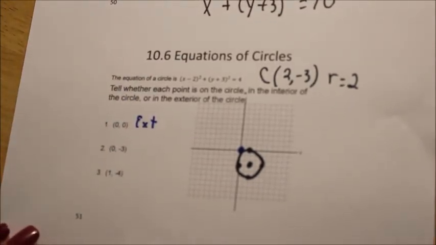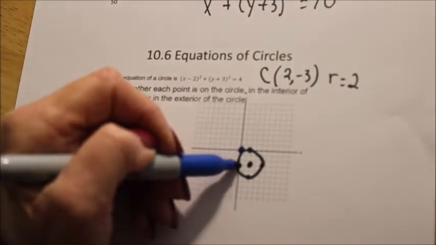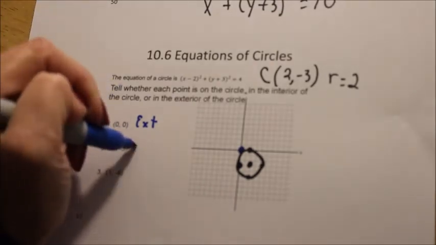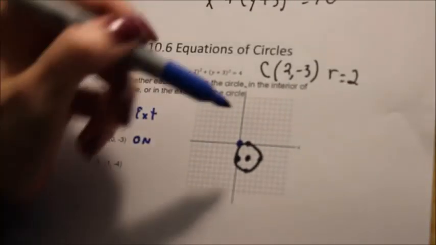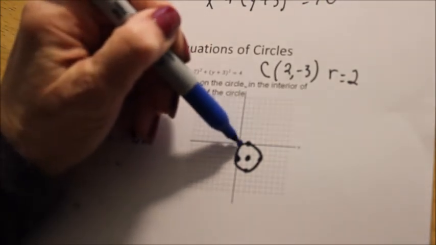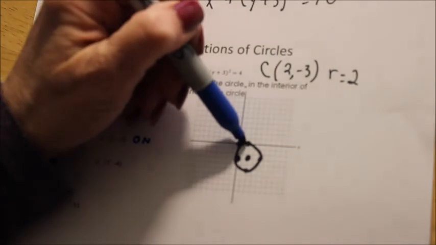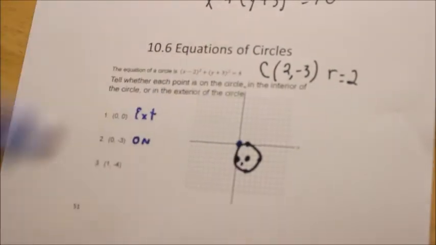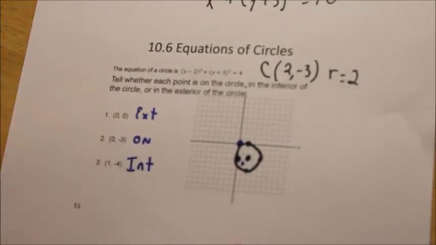That's on the exterior. The point 0, negative 3 lands right there. That's actually on the circle, so I'll write on. And the last one is the point 1, negative 4. So if I go to the right 1 and down 4, 1, 2, 3, 4, it's going to land right there. That is on the interior. Okay, and there are the notes for 10.6.